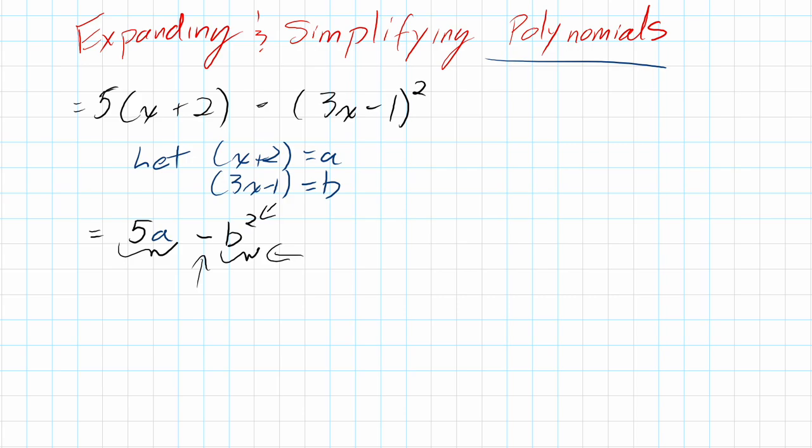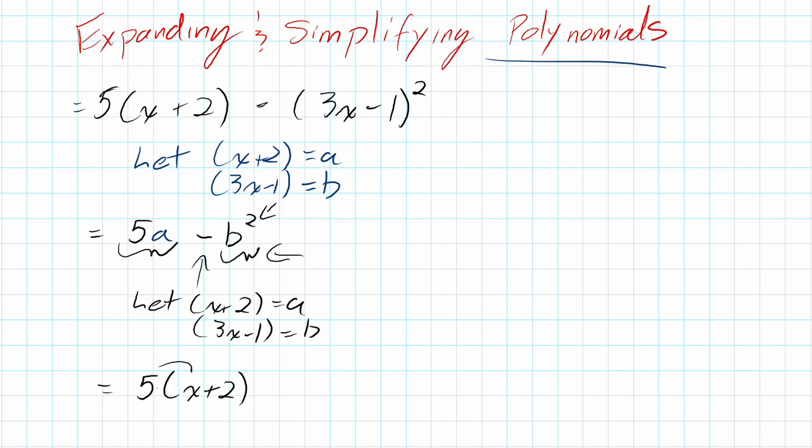But when I plug everything back in, so I'm going to do it again, I'm going to say let x plus 2 equal a again. This is just to communicate to the reader that we're redoing that process. We're going to go right back to the beginning, but the idea was that hopefully this gives us a better view of what we need to work with. We have 5 times a, and a happens to be x plus 2. So because these two things are being multiplied, this is that distributive property. And then we have subtract b squared, but b happens to be 3x minus 1.